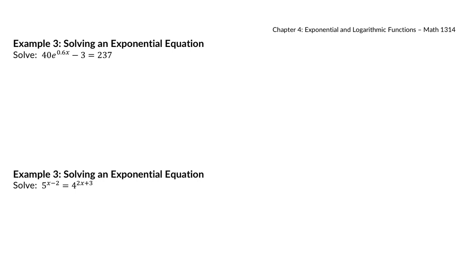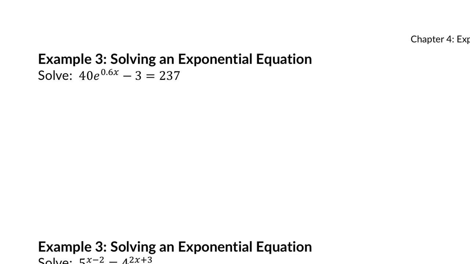Okay, what if I have this example 3? In example 3, the thing with the power is not isolated. So we actually have to do that first step of isolating the thing with the power. The thing with the power this time is e to the 0.6x. So if I was trying to isolate that first, what would I do on both sides? Plus 3 on both sides. So we have 40 times e to the 0.6x power equal to 240.